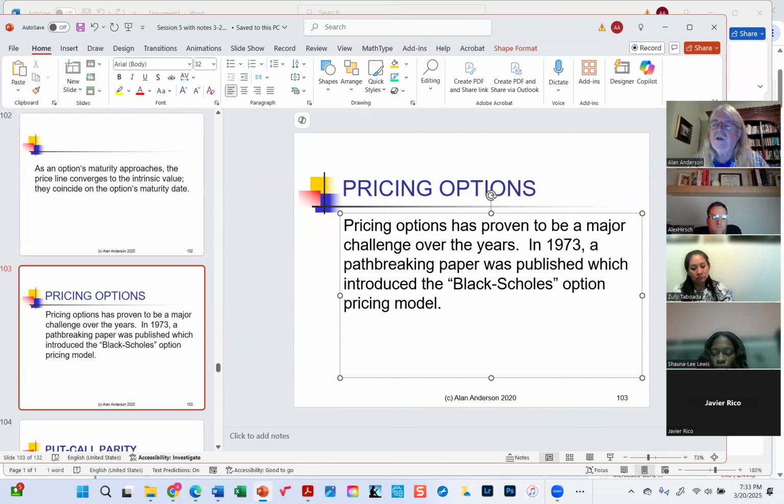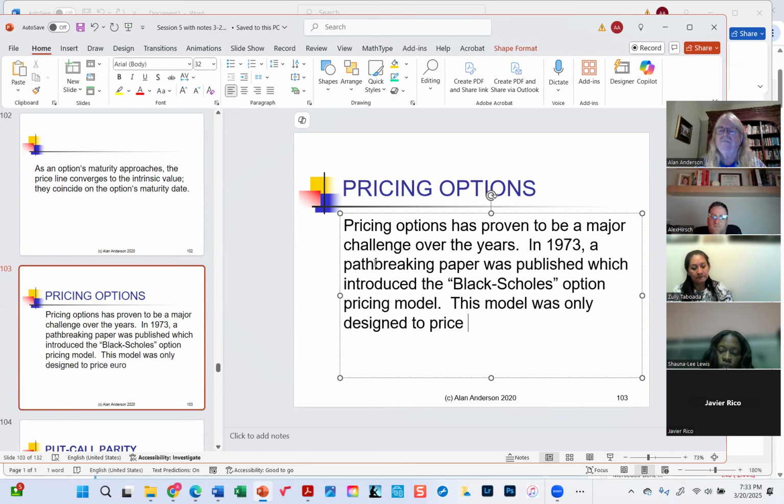It proved to be a pretty important model because the developers of this model eventually were awarded the Nobel Prize in Economics. That's how important this turned out to be. Now, this model was only designed, though, to price European call options on non-dividend paying stocks. That's all it was for.